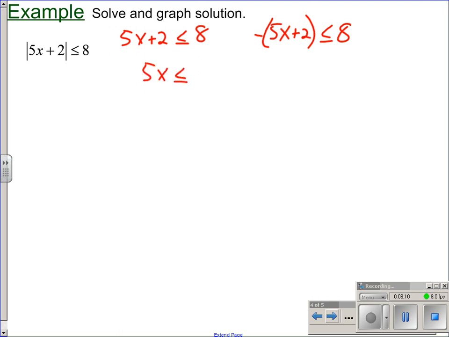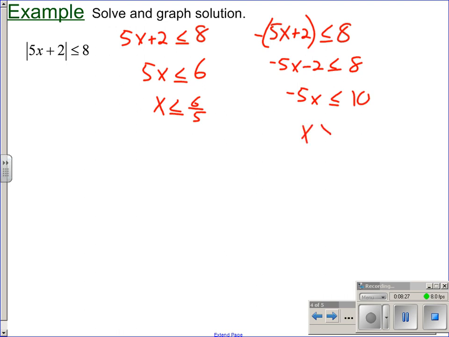So 5x greater than or equal to... 6x, less than or equal to 6/5. Over here, negative 5x minus 2. Add 2, that gives us 10. Dividing by negative 5 changes the direction of the inequality. We get negative 2 here. Okay, so there's our solutions.